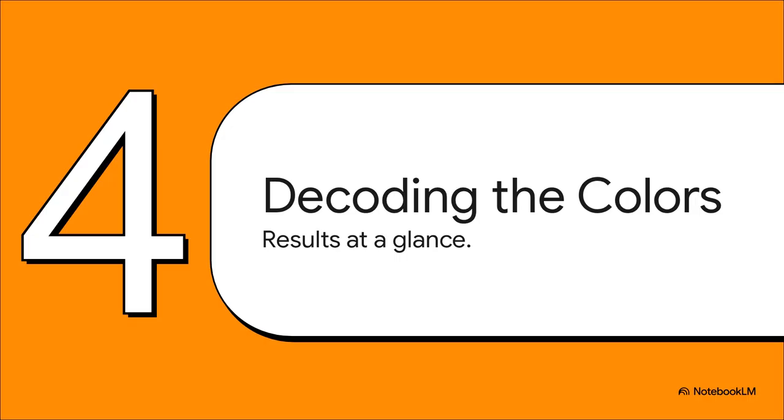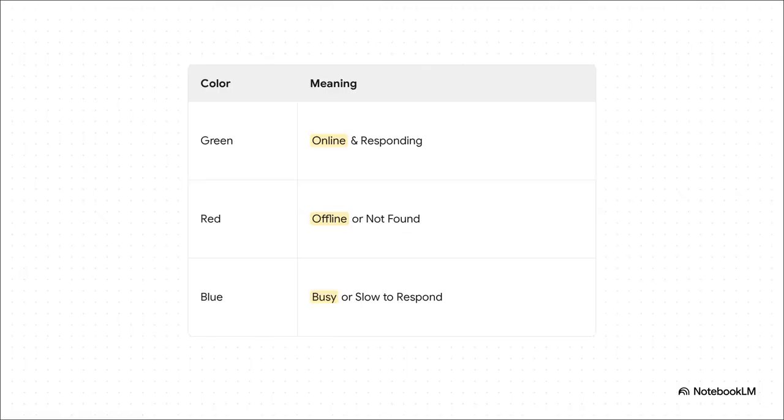And to make things even quicker, it doesn't just throw a bunch of text at you. Nope, it uses this really simple, really intuitive color coding system. It lets you understand what's going on with your network with just a quick glance. The results couldn't be easier to read. If you see green, that device is online and talking back. If you see red, it's offline or just not there. And blue? Blue means the device is there, but it's kind of busy or just slow to respond. It's a super simple visual that tells you the whole story in an instant.